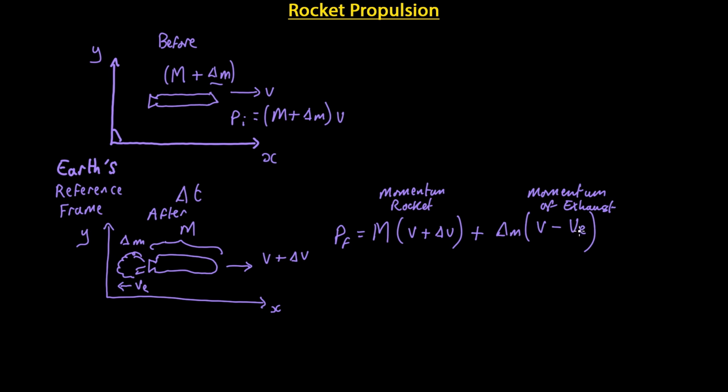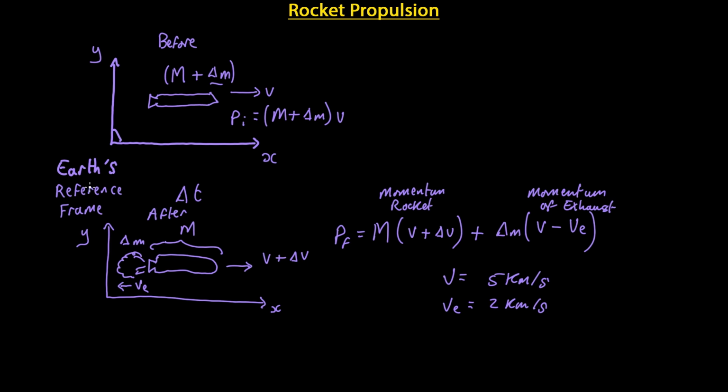So let's imagine the rocket is moving at, say, 5 kilometers per second. So V is equal to 5 kilometers per second. But the exhaust gases, V sub E, only move at, say, 2 kilometers per second. So if you were sitting on the rocket, you'd see these exhaust gases moving in the negative X direction at 2 kilometers per second.